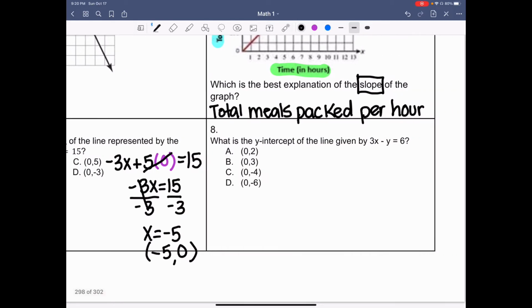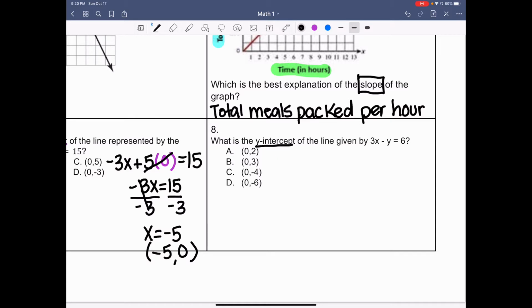All right, number 8, it says, what is the y-intercept? So to find the y-intercept, we're going to plug in 0 for x. All right, so we have 3 times 0 minus y equals 6. That's going to go away. We have -y equals 6.